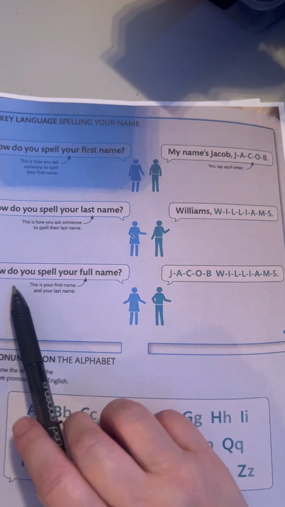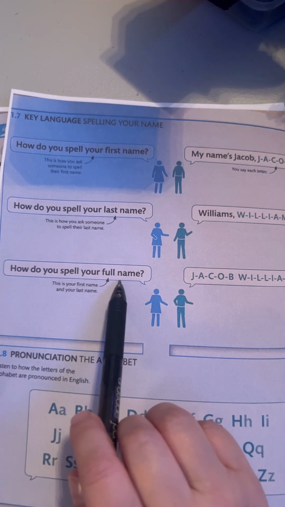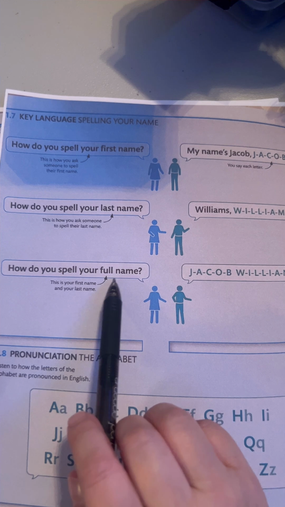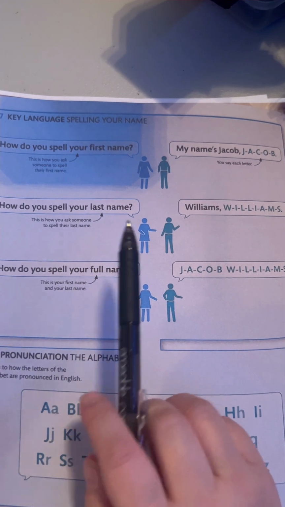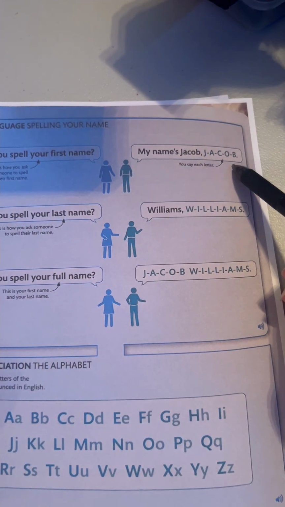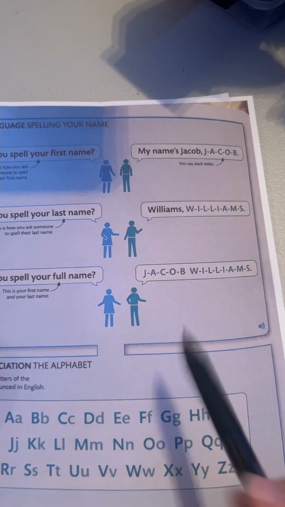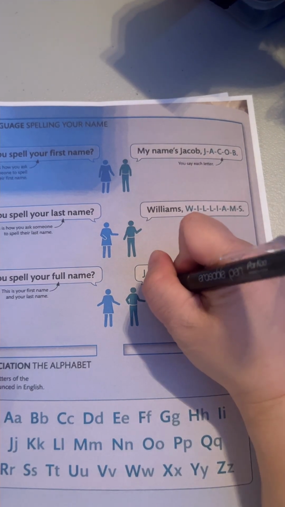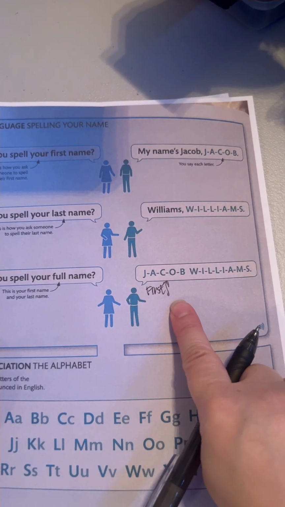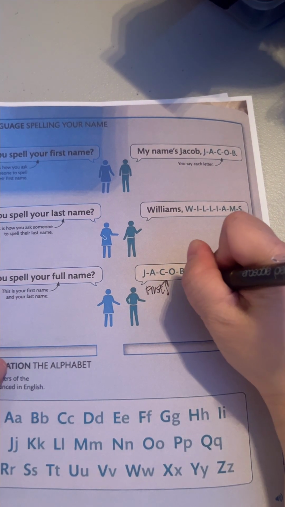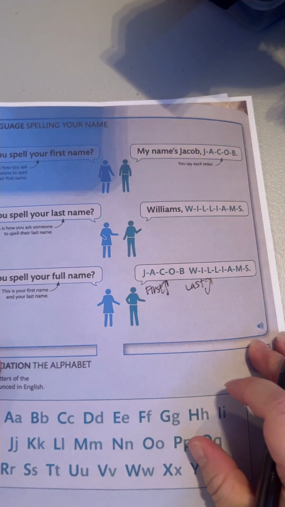Here on this sentence we have, how do you spell your full name? This is your first name and your last name. Bringing Jacob and Williams together, we combine them. This is your first name, and your last name will be this one right here, Williams.